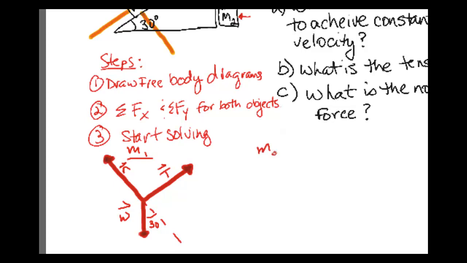M2 is pretty straightforward. There are only two forces really acting on it. There's the tension pulling it up, and then there's the weight pulling down. And this is weight 2 and that is weight 1 because they're two different objects, right? Okay, so there's step 1. We did the free body diagrams. Now what do we do?